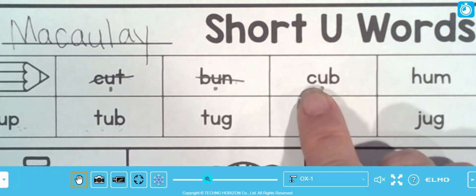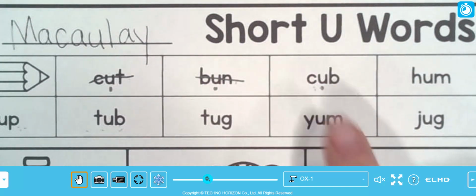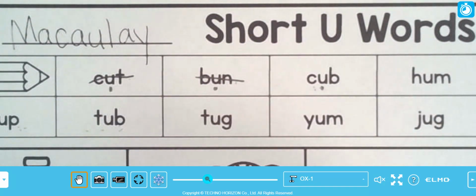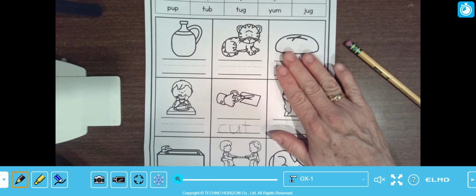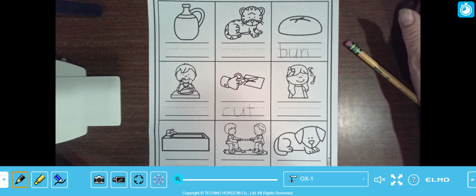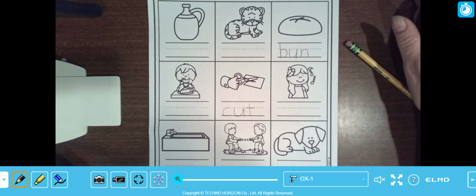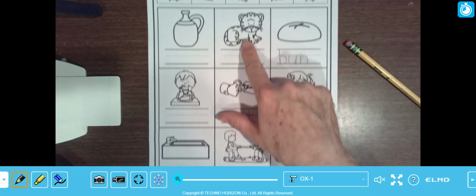Ready? Begin. K, what's this word? It's the word cub. Now, a cub is a baby animal. A baby animal, like a baby bear, a baby lion, a baby tiger. Bears, lions, and tigers have cubs. So there's a cub right there, a baby tiger.